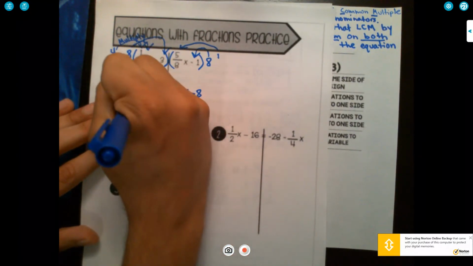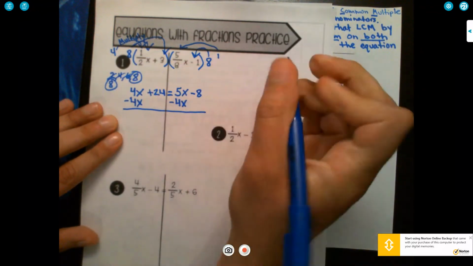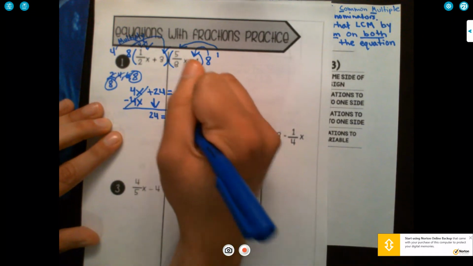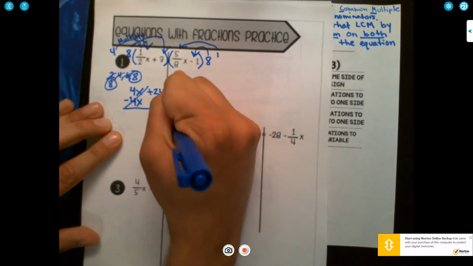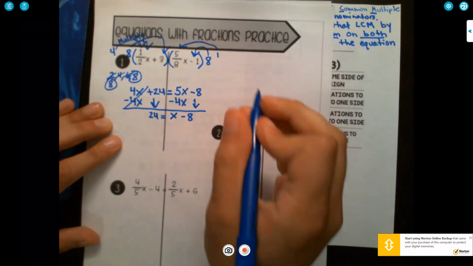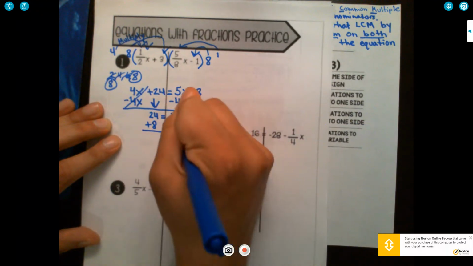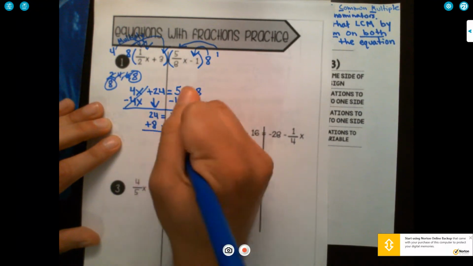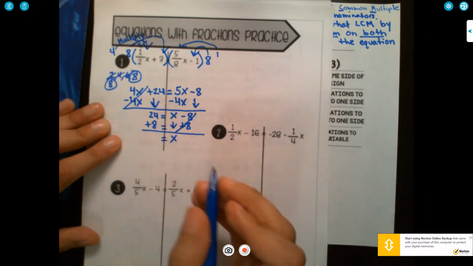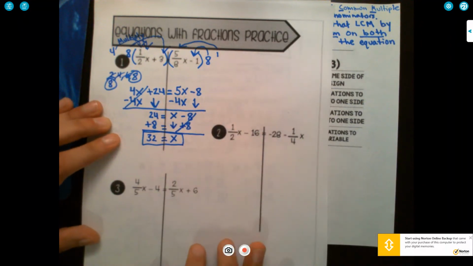So I'm going to go ahead and subtract 4x. That cancels out. I'm going to carry down the 24. 5 minus 4 is 1x. Carry down the negative 8. So now I'm going to add 8 on both sides. Carry down the x. So x is already by itself. So 24 plus 8 is 32. So you should get x is equal to 32.